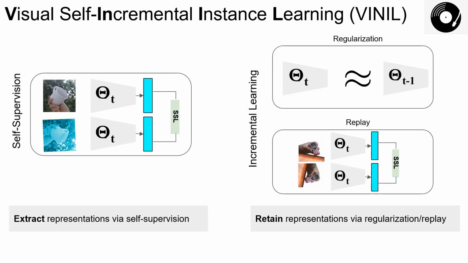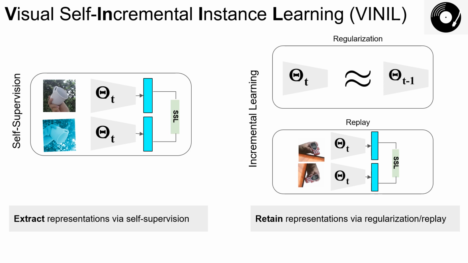VINIL is trained via combining two main loss functions. The first loss function is a contrastive self-supervised learning loss to extract representations. To do this, we basically generate two different views of the same input instance via rotation, color jitter, and other augmentations, and then try to match their embedding within the feature space.